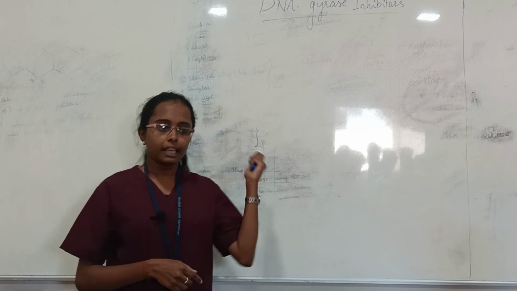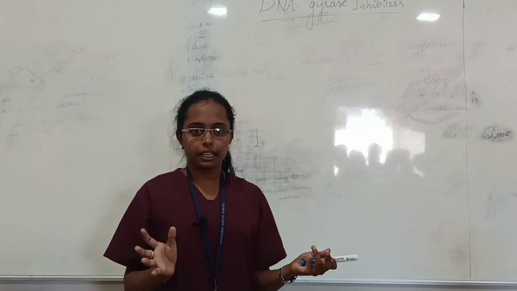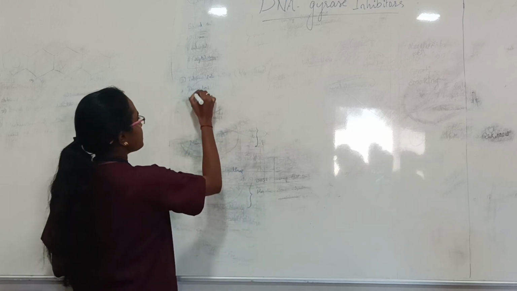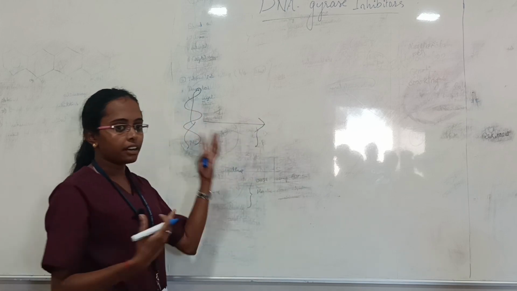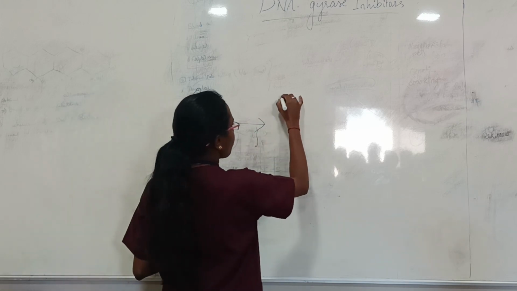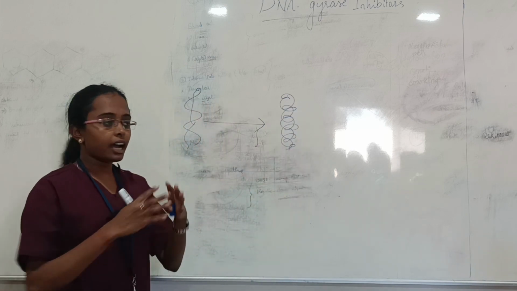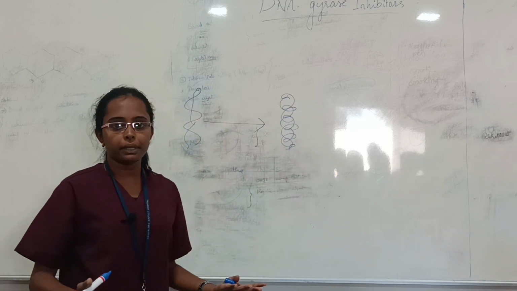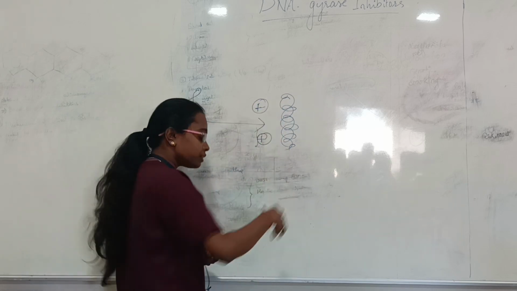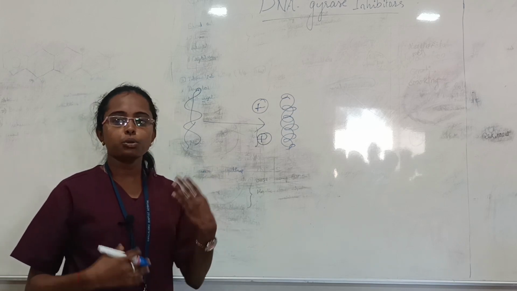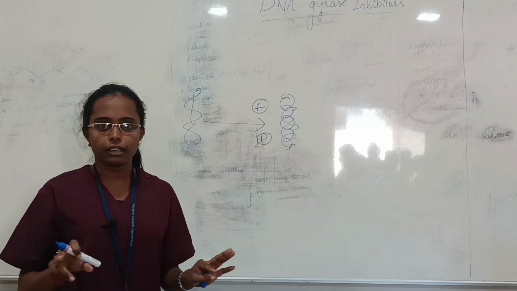It is an ATP dependent enzyme. It is involved in the negative supercoiling of DNA. When it is going for replication after unwinding, it will form positive supercoiling, with so many coils. It can't further undergo replication. So this is positive supercoiling. If the DNA wants to replicate or undergo transcription, the DNA should be negatively coiled.